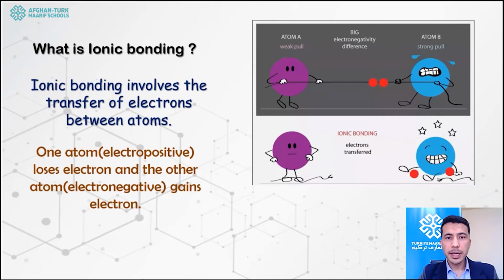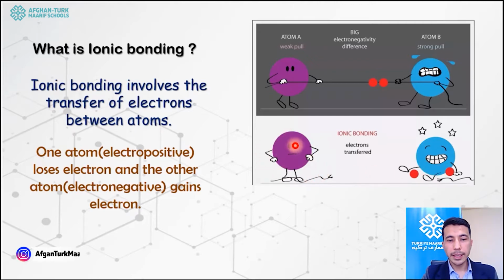Ionic bonding involves the transfer of electrons between atoms. When one atom loses an electron and the other atom gains an electron, in this case the reaction happens and the bond that's formed is known as an ionic bond. You can see over here there were two electrons. One of them was from the purple one, and the other was from the blue one, from atom A and atom B. But this atom has a weak pull and this atom has a strong pull. So what happens? It loses an electron and the other gets an electron. You can see this atom is happy and this atom is a little bit sad. Why? It lost an electron. Now it has turned to a positive ion and the other has turned to a negative ion.